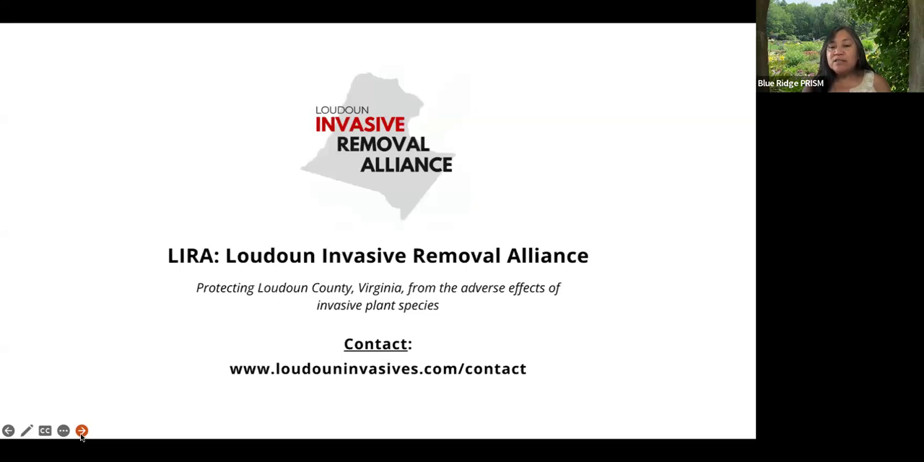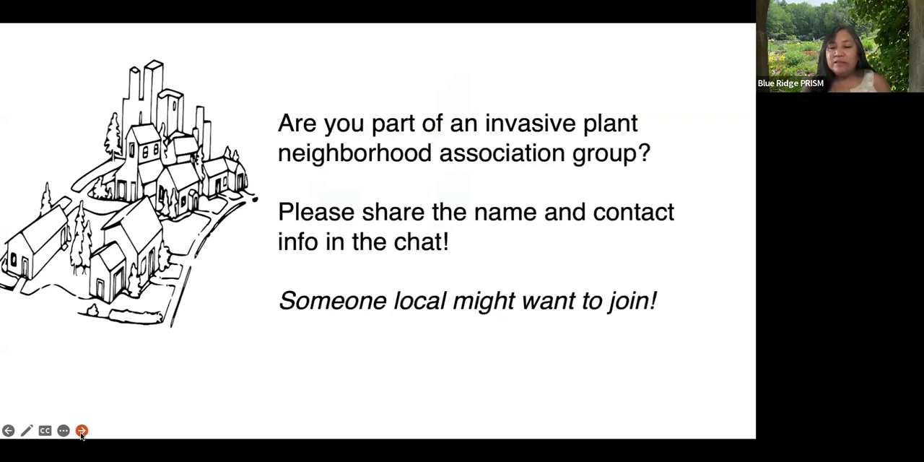But we're just so impressed with everything that these groups have done. And of course, Blue Ridge PRISM is always here to help you with awareness and education and training. So count on us for any help that any of you need. These are three great examples, but they're not the only examples. I'm sure there are other invasive plant neighborhood association groups out there that we might not even be aware of. So if you are part of a group, please share the name of your group and your contact info in the chat.